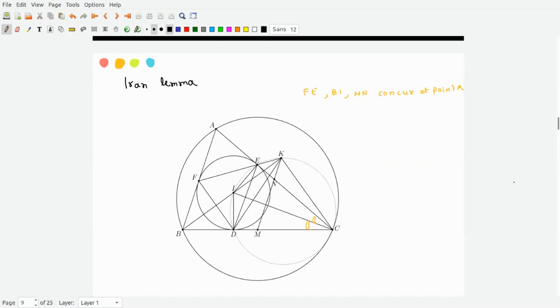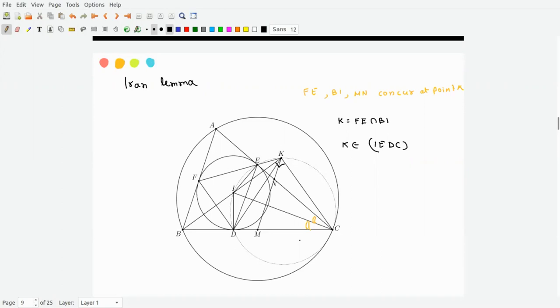But it's too difficult at first. What is easy to prove is this: you define K as FE cap BI, and prove K belongs to the circle IEBC. Once we are done proving that, we'll get that IKC is 90 degrees, and we'll somehow use that to prove that M, N, and K are collinear. That's the whole strategy to prove FE, BI, and MN concurring at the point K.